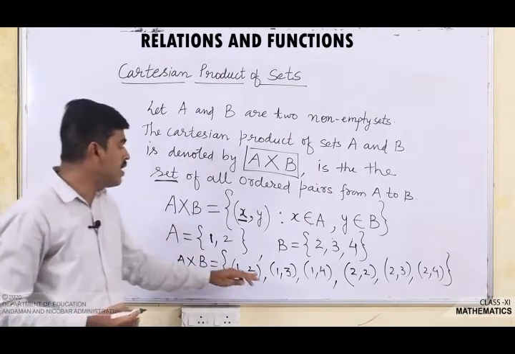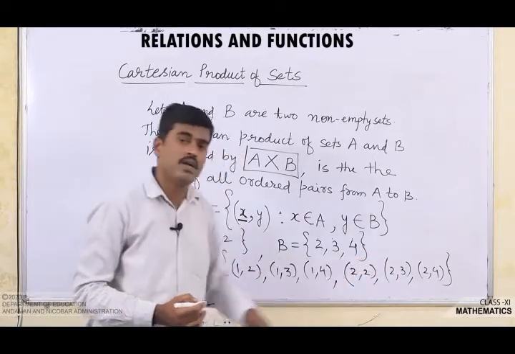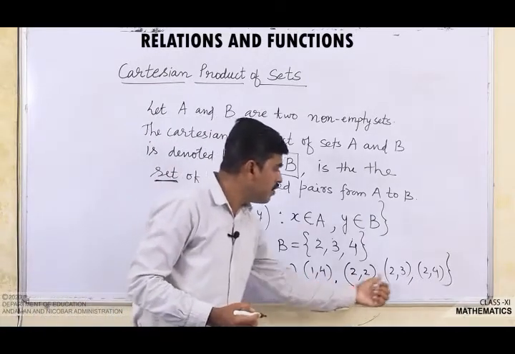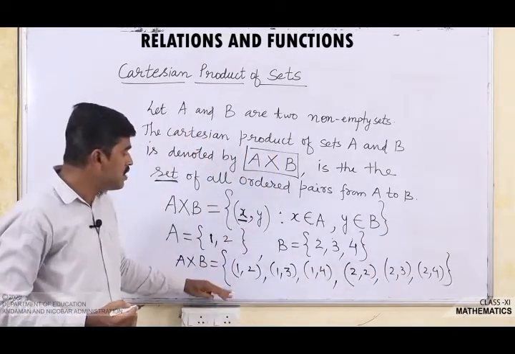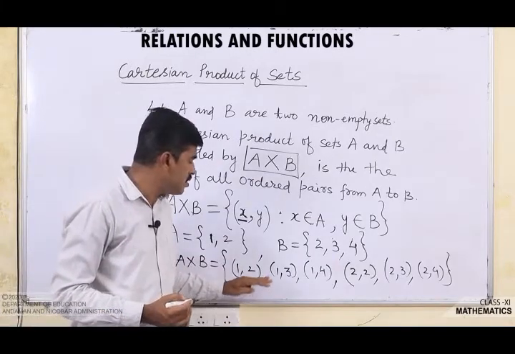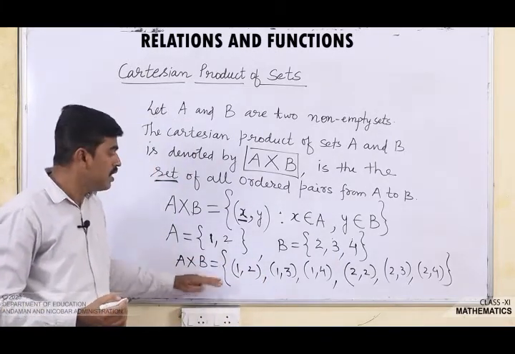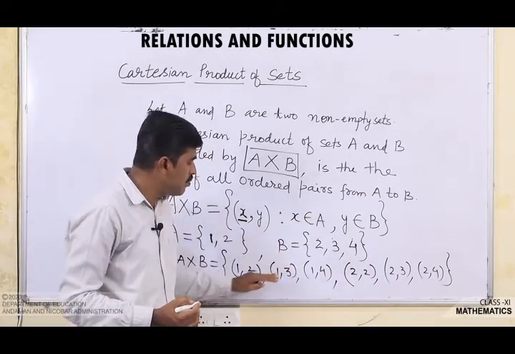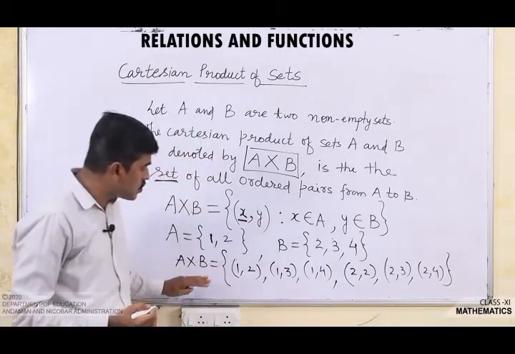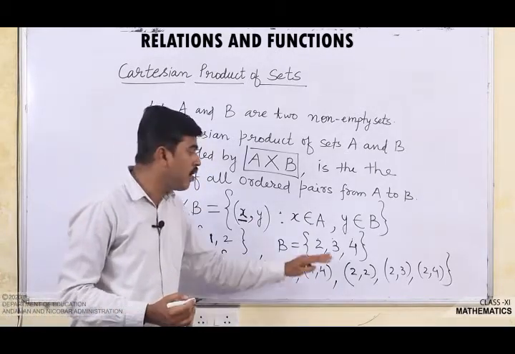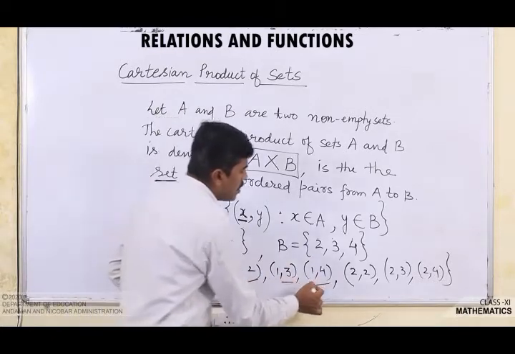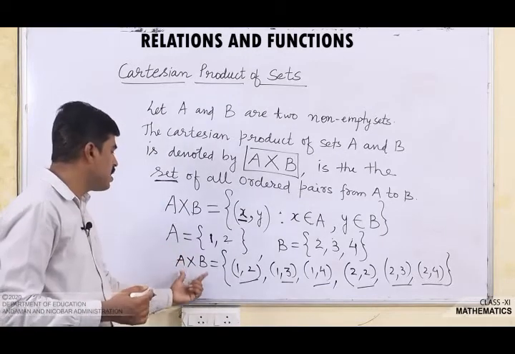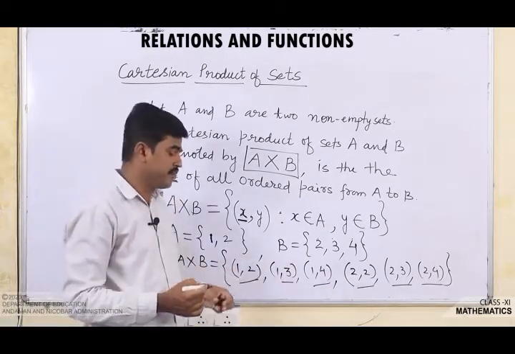So now see how many ordered pairs are in this set. This is 1, 2, 3, 4, 5, 6. Okay. Listen carefully. Each element of this set A cross B is in the form of an ordered pair. So how many ordered pairs are there? That means how many elements are there in A cross B? 6 elements are there.